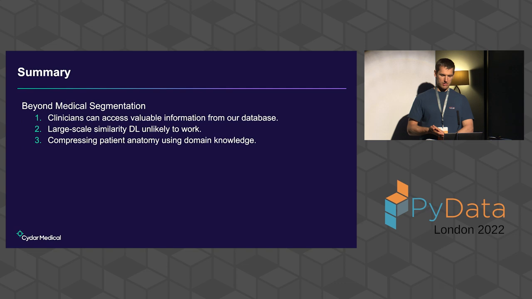So in summary, I hope that I managed to convince you that we have this unique database, and there are probably other databases scattered around the world which are useful. The problem is for companies with access to those databases to give clinicians access to them in a way that's clinically useful. Then my second point was that large-scale Facebook-style similarity measures will probably not work for such data sets because the inputs are very information rich, and you probably will have to use some domain knowledge to compress the information.